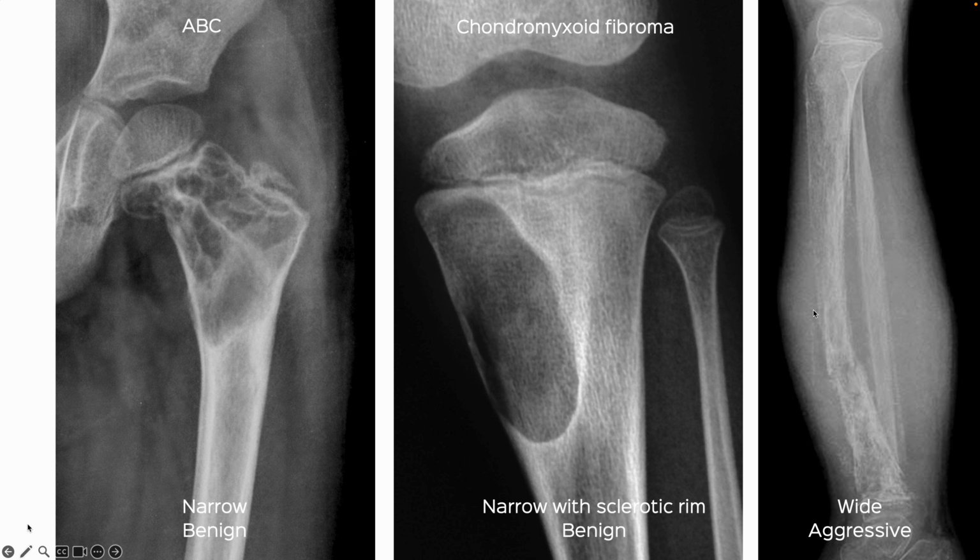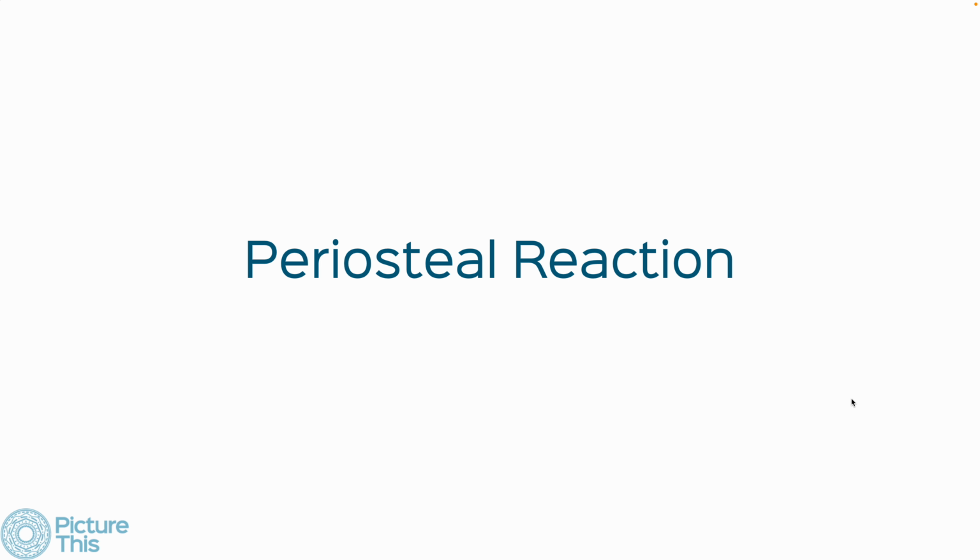Whereas here we have a wide zone of transition. This is an aggressive lesion. There's a pathological fracture here. And this could be osteomyelitis, it could be Ewing sarcoma. That's what it turned out to be.